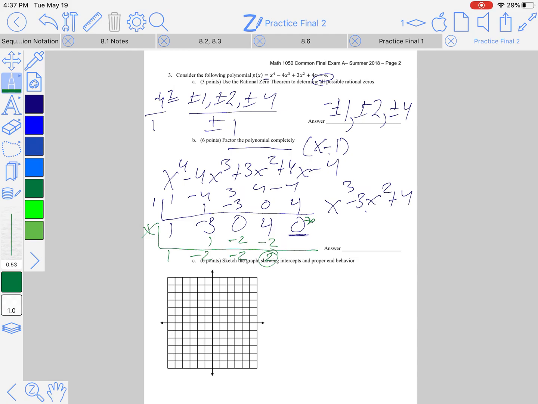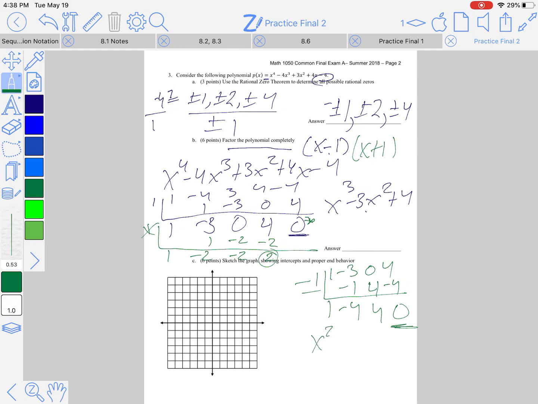1 only worked one time. You could try -1. So again, -1 synthetically divides into 1, -3, 0, 4. Drop the 1, multiply by -1. -3 plus -1 is -4. -4 times -1 is 4. 0 plus 4 is 4. 4 times -1 is -4. 4 plus -4 is 0. Aha! -1 is a zero, which means there's a factor right there of x plus 1.